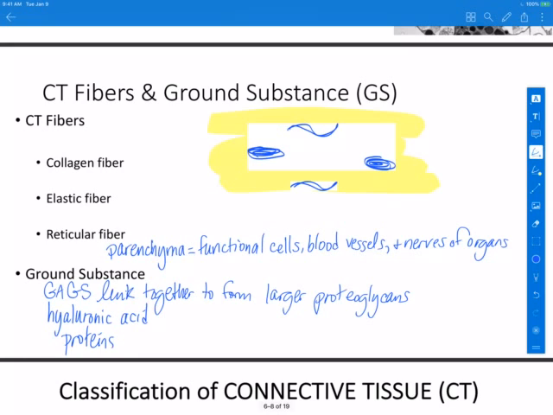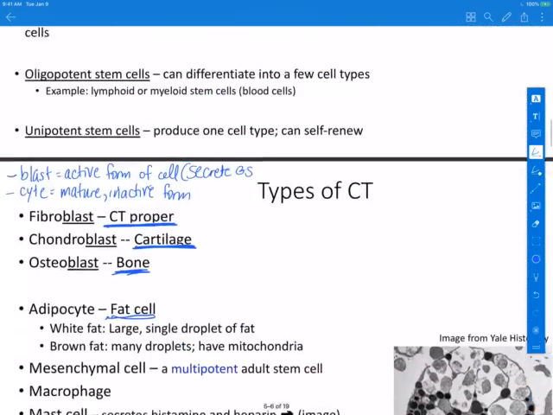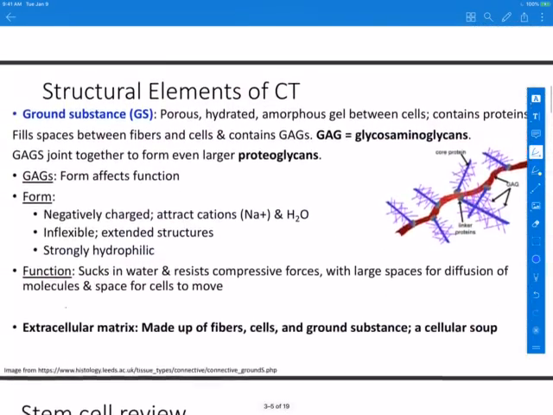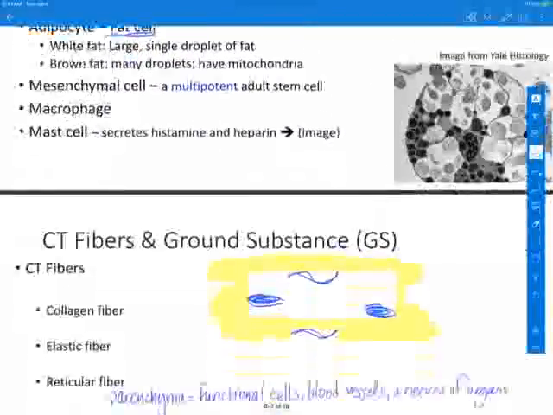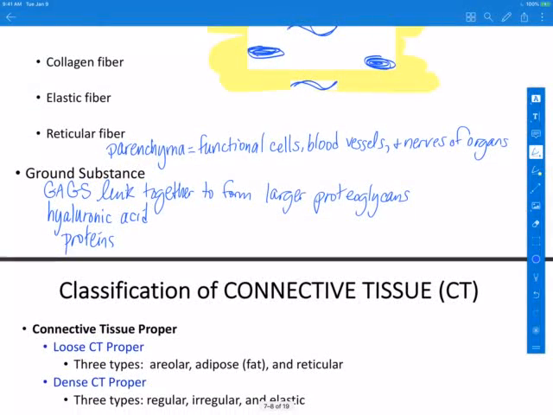So, I wanted to remind you of that picture of the GAGs. So here's an example of these strands of GAGs that are attached to a big protein. You take many GAGs joined together to this piece of protein to form this proteoglycan that makes that ground substance really hydrated and inflexible. The protein fibers themselves make things quite flexible in connective tissue.